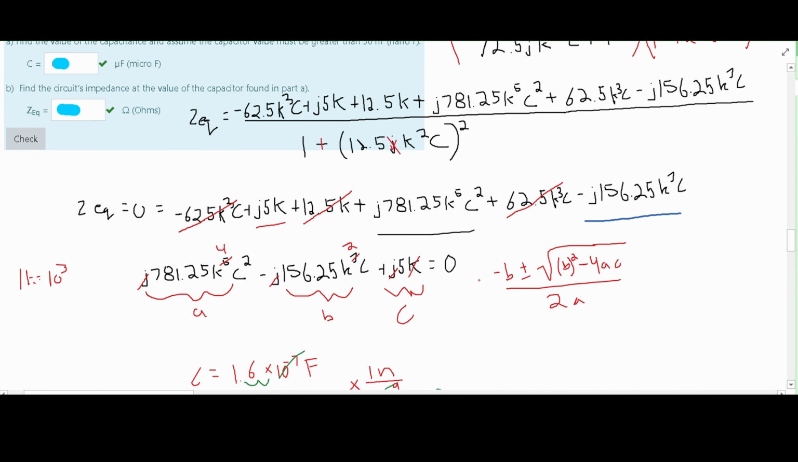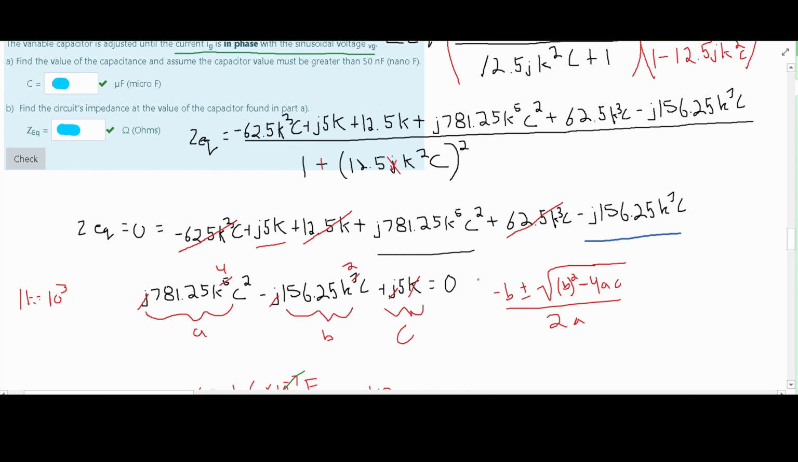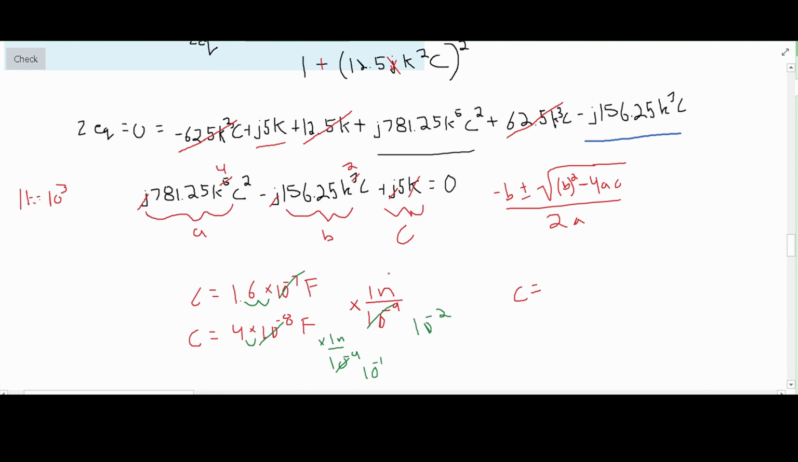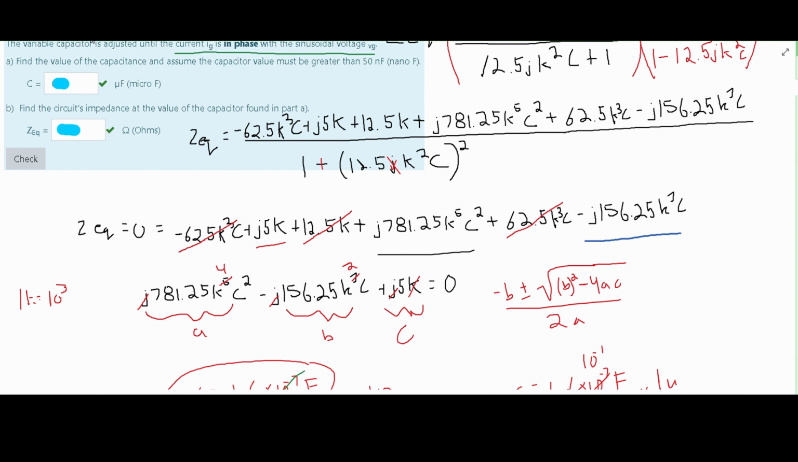However, we need to rewrite this because our question asks us for microfarads. So we are going to say that our C, because remember, this is the equation that we want, is equal to 1.6 times 10 to the negative 7 farads. Now to convert it to microfarads, which it wants us to, we're going to have 1 micro over 10 to the negative 6. We're going to divide both of these out, and we're just going to be left with a 10 to the negative first up top. We move the decimal place over 1, and we will get that our C is equal to 0.16, and this is going to be microfarads. So this will be the answer for our part A, 0.16.